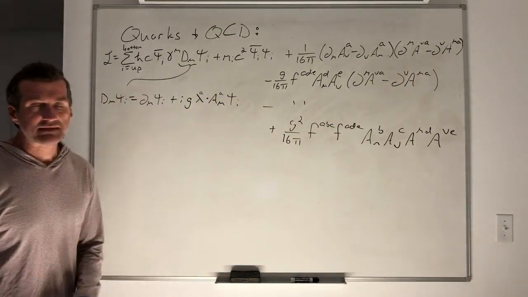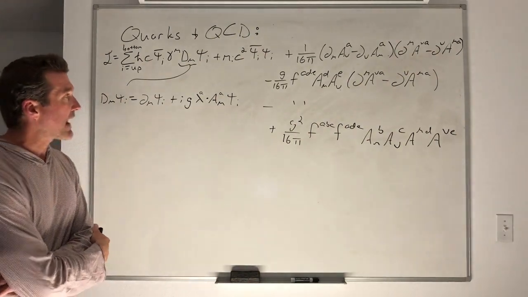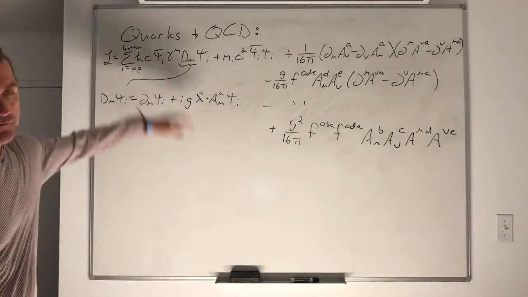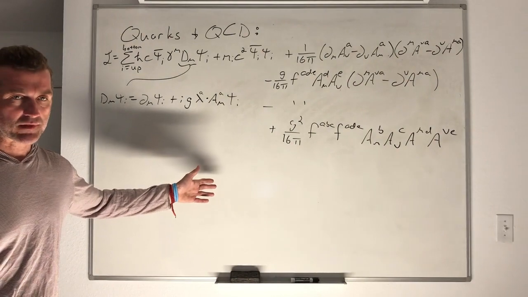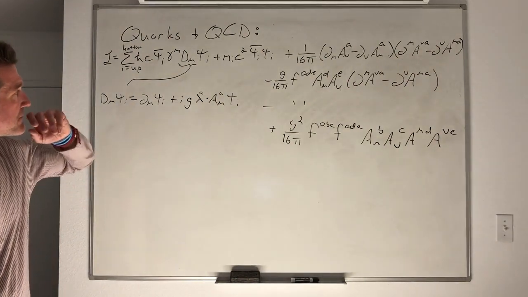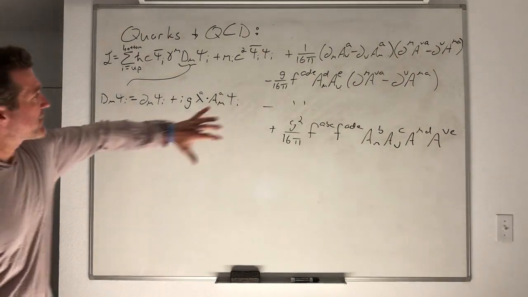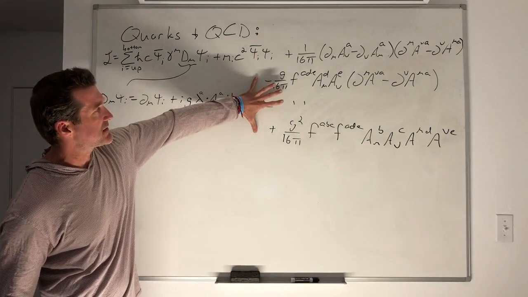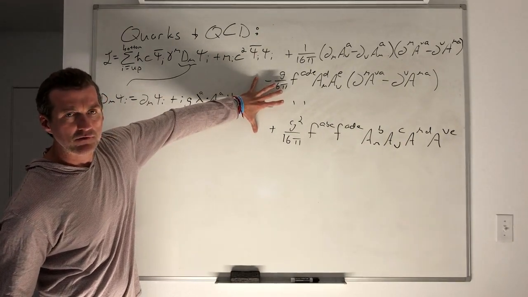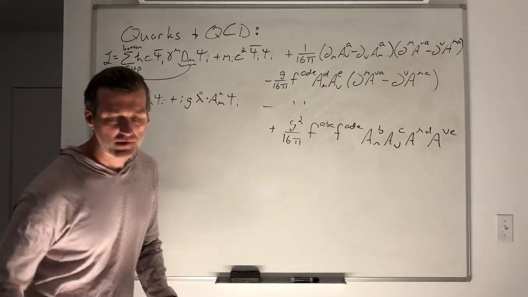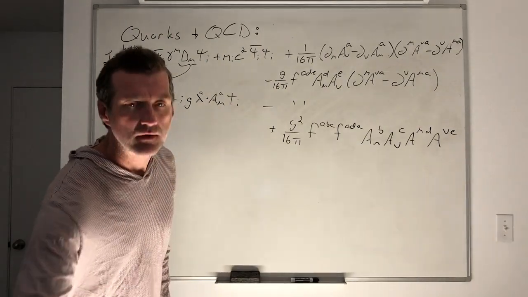Okay? So these are all of our essential ingredients which start out our QCD theory. And of course, what we want to do is extract Feynman rules from this. Okay? Can anybody remember what these interactions are going to describe for us?